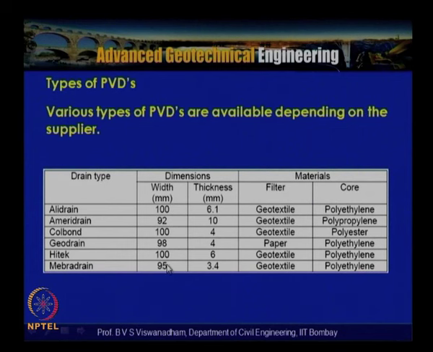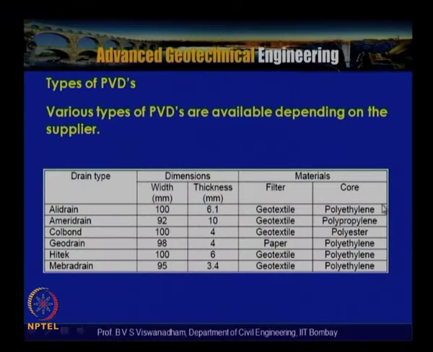The width ranges from 92 to 100 mm, and thickness ranges from 3.4 to 6.1 mm. So you can see that different geotextile filters are there. And in case of limited life geosynthetics, jute can also be used as a filter.